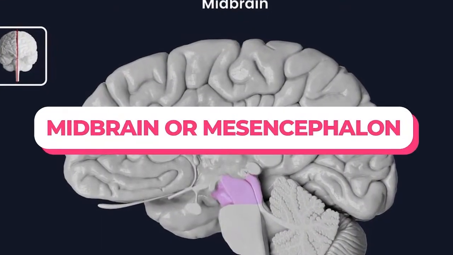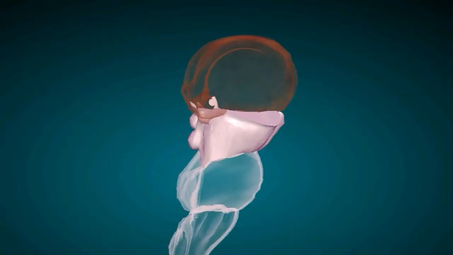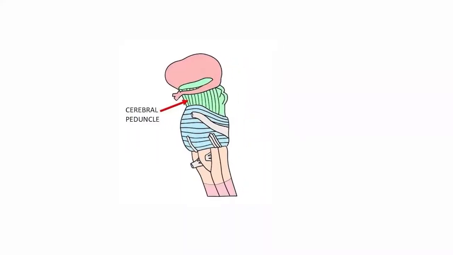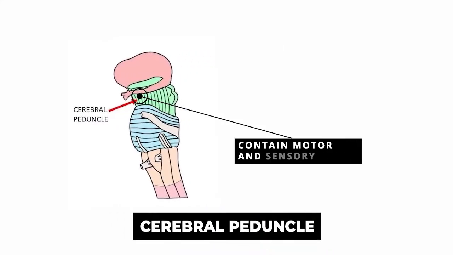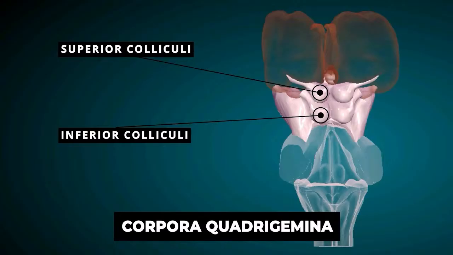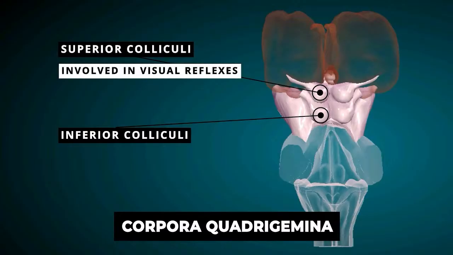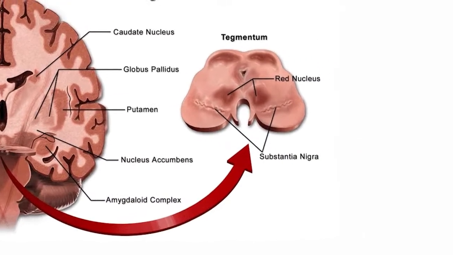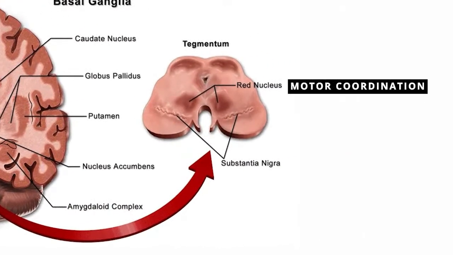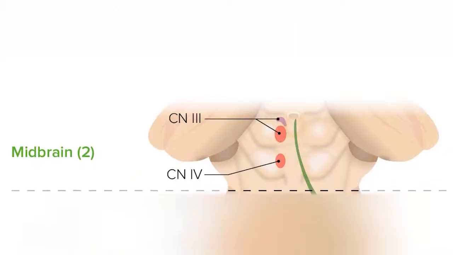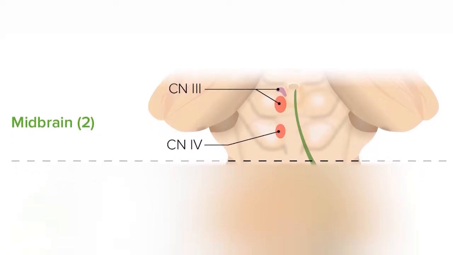Midbrain or mesencephalon. The most superior portion of the brainstem, the midbrain, is located beneath the thalamus and above the pons. Prominent structures include the cerebral peduncles, which contain motor and sensory tracts, and the corpora quadrigemina, composed of the superior and inferior colliculi. The superior colliculi are involved in visual reflexes, while the inferior colliculi are associated with auditory processing. The midbrain houses the red nucleus, involved in motor coordination, and the substantia nigra, which plays a role in reward and movement. The midbrain contains nuclei for cranial nerves 3 and 4.